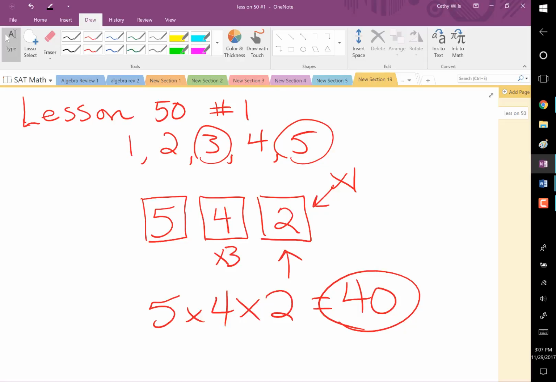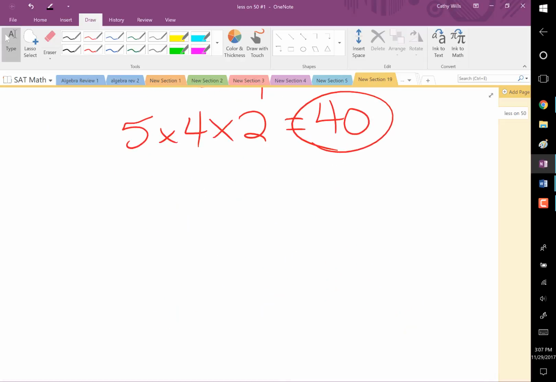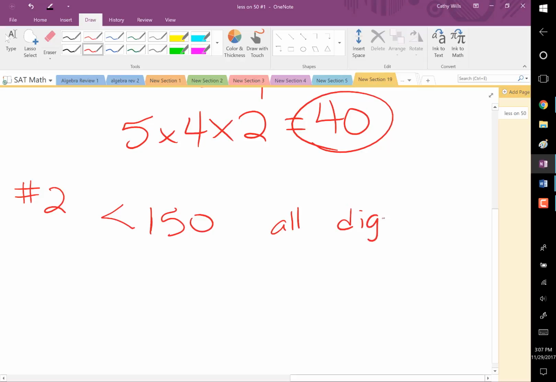So that's number 1. All right, let's look at number 2. It says how many positive integers less than 150 are there such that all the digits are odd. So this is supposed to be less than 150. It's got to be positive, and all the digits are supposed to be odd.